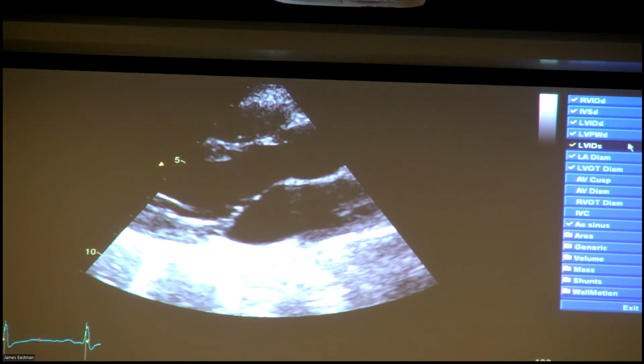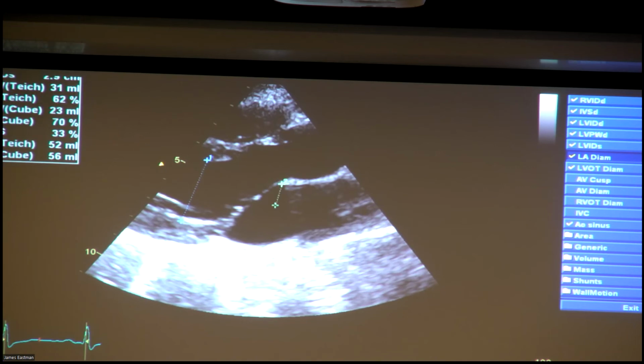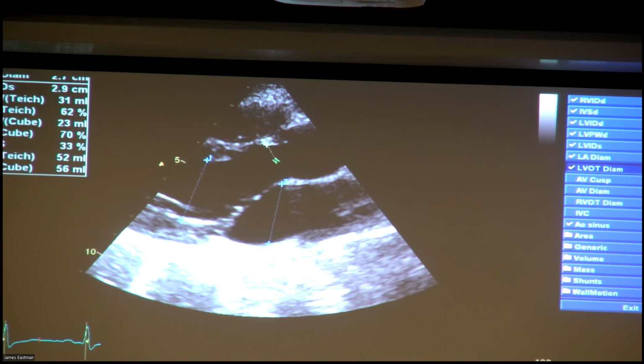Normal measurements for this are left ventricular internal dimensions in systole, the left atrium at its biggest, and the LVOT, or left ventricular outflow tract diameter, which is annulus to annulus. These are the 3 measurements we want to see here. As you see, it calculates an ejection fraction by 2 different methods.